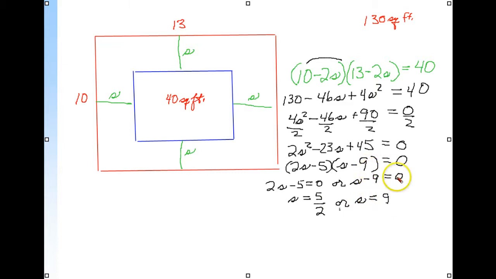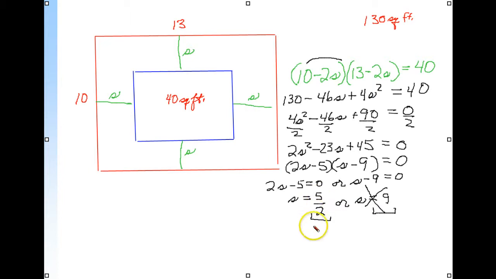Just transpose that. Now, when I look at my answers, which are reasonable? Could I have S as 9? Well, this would be 9. This would be 9. That doesn't add up to 10. So this one is extraneous. We throw that one out.